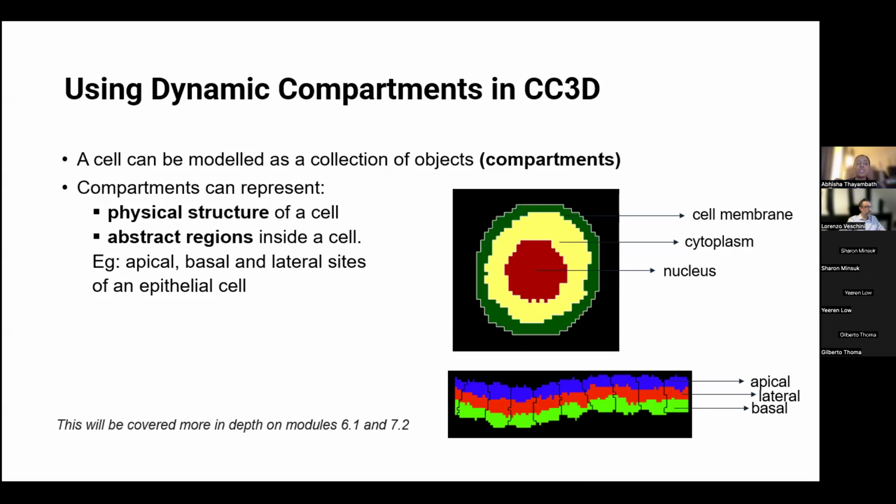Now, how do we use dynamic compartments to develop a model for PCP? Using dynamic compartments, a cell can be modeled as a collection of objects. And these compartments can represent either the physical structure of a cell, like nucleus, cytoplasm, and cell membrane, or abstract regions inside a cell, which could be apical, lateral, and basal polarity of an epithelial cell. This will be covered more in depth in modules 6.1 and 7.2, I hope, but I'm going to use this idea to develop a model for PCP.